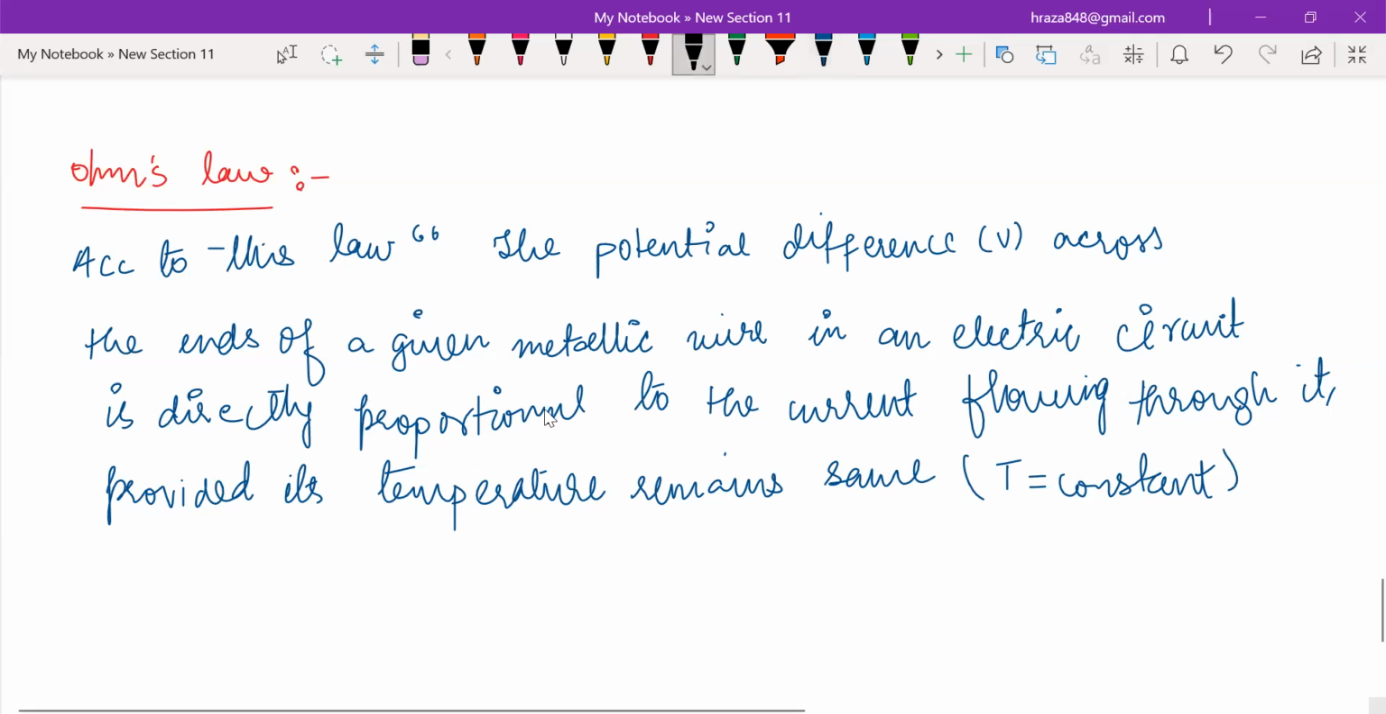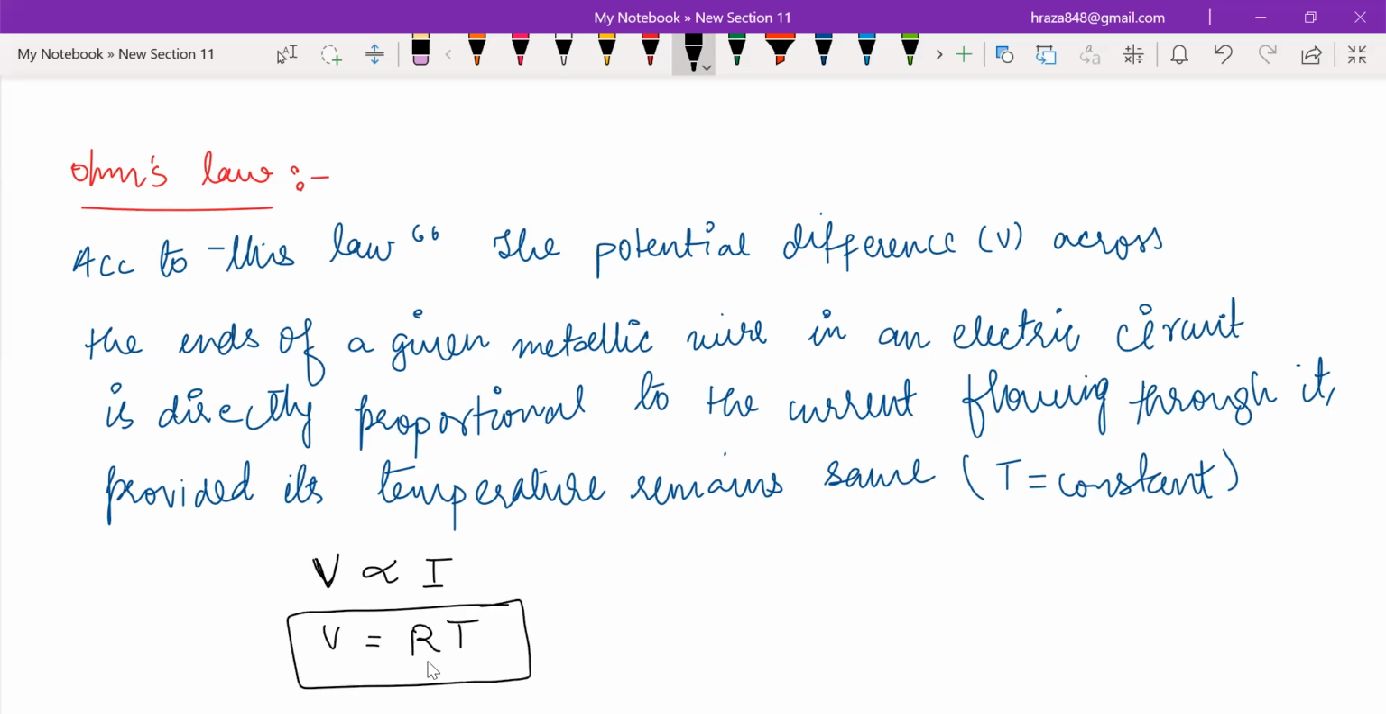Very good. Now see, the potential difference in an electric circuit is directly proportional to I. That means if you increase the potential difference between two terminals of a conductor, the current also increases. To remove this proportionality sign, we use a constant, that is R. Sir, R is equal to resistance? Could you please repeat again?